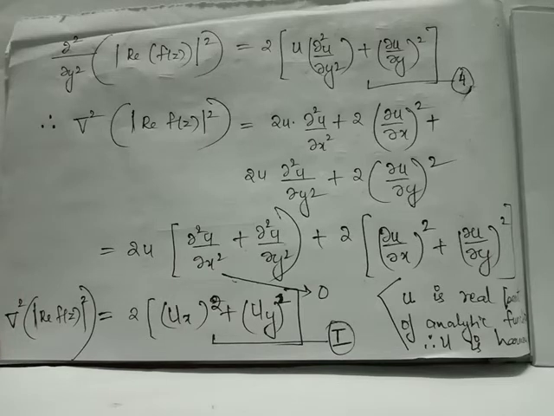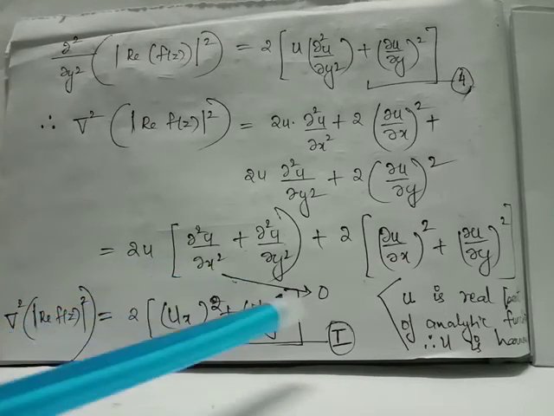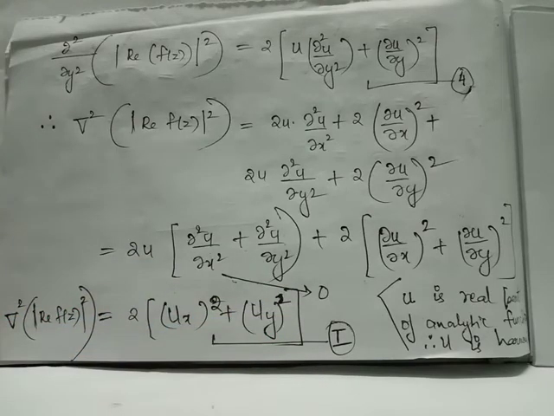2 is common to all the 4 terms, and when we group terms containing u, we obtain the term dou square u by dou x square plus dou square u by dou y square, which becomes 0 because u is the real part of an analytic function and hence it is a harmonic function. Therefore, it satisfies Laplace equation. We are left with terms 2 times ux square plus uy square. Number it as equation Roman letter 1.